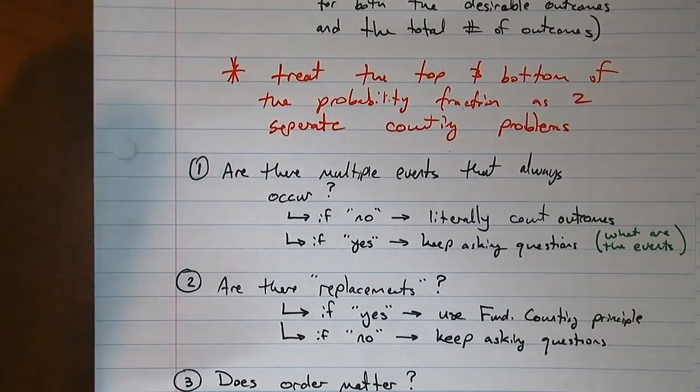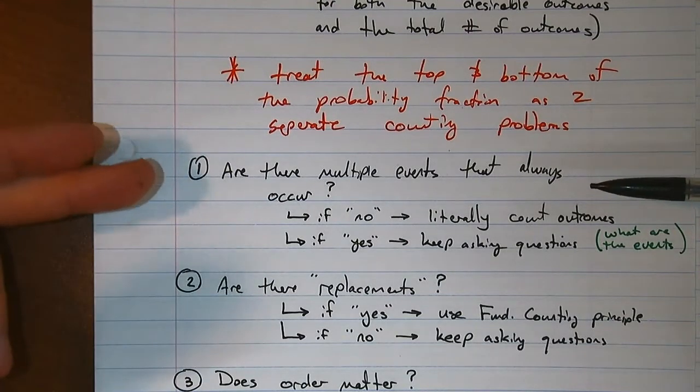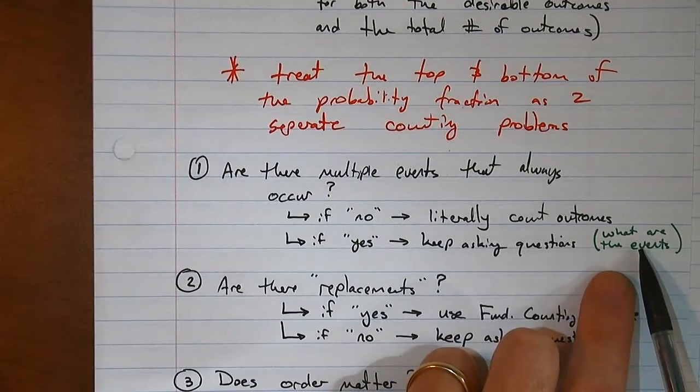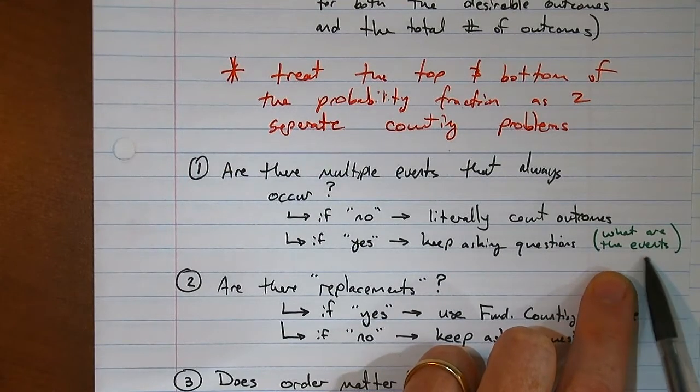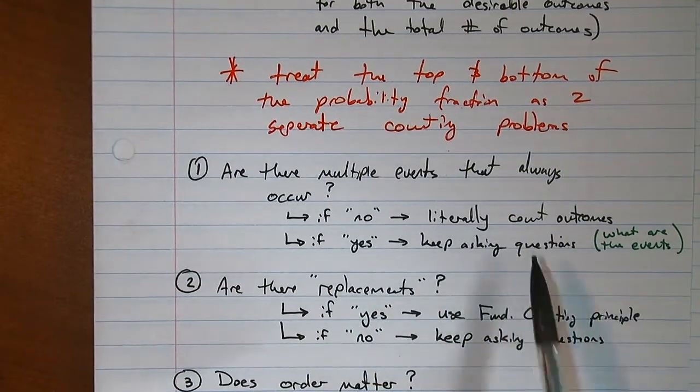Are there multiple events that are always occurring? Okay, well, let's think about making a license plate. When I make a license plate, what I need to do is choose some number or some letter and print that thing on the license plate. And I'm going to need to go through that process of choosing a number or letter and printing it on the license plate over and over and over again until I have a full license plate. So I think the answer to this question is yes, we do have multiple events. And specifically, the event is when I choose a letter or choose a number. So this is a yes. All right. So that means keep asking questions.